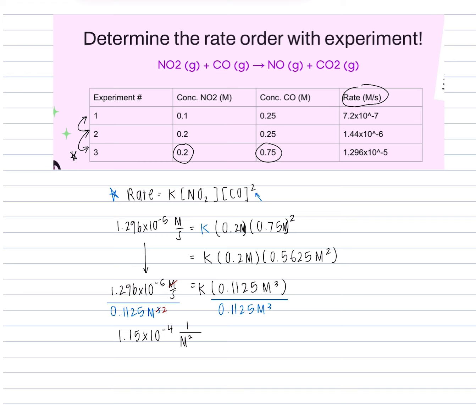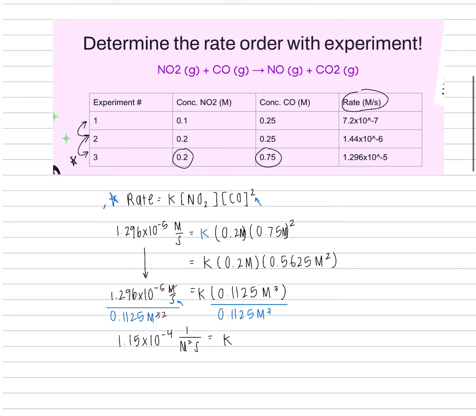And even though it looks like my seconds are in the numerator, it's in the denominator, since the units are in the numerator. So that means it's going to go on the bottom, and that is going to be equal to my k. So plugging all of that back into my original rate law, I have that my rate is equal to 1.15 times 10 to the negative 4, 1 over molarity squared times seconds, times my NO2 times my CO squared. And that's how I find my rate constant using experiment.